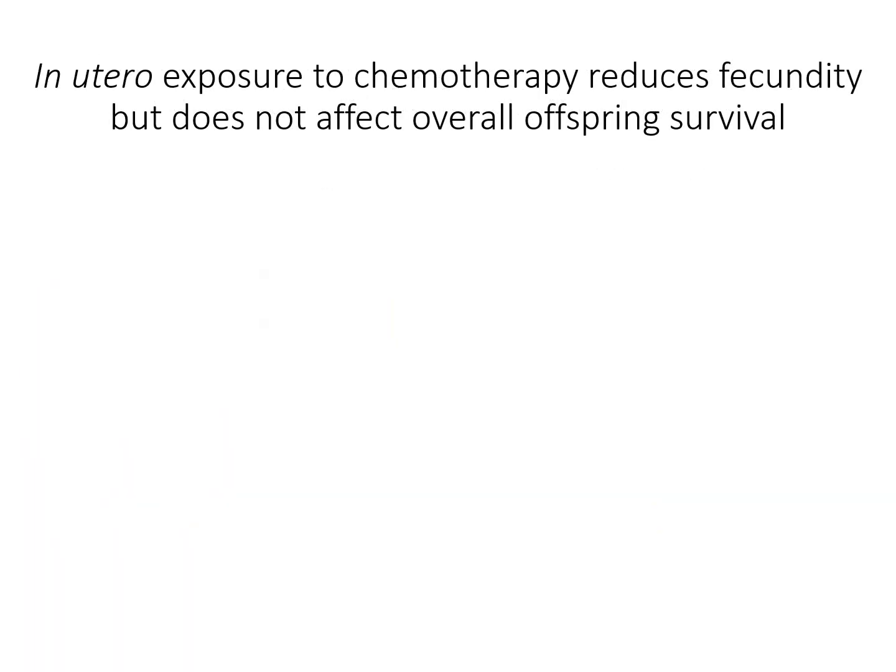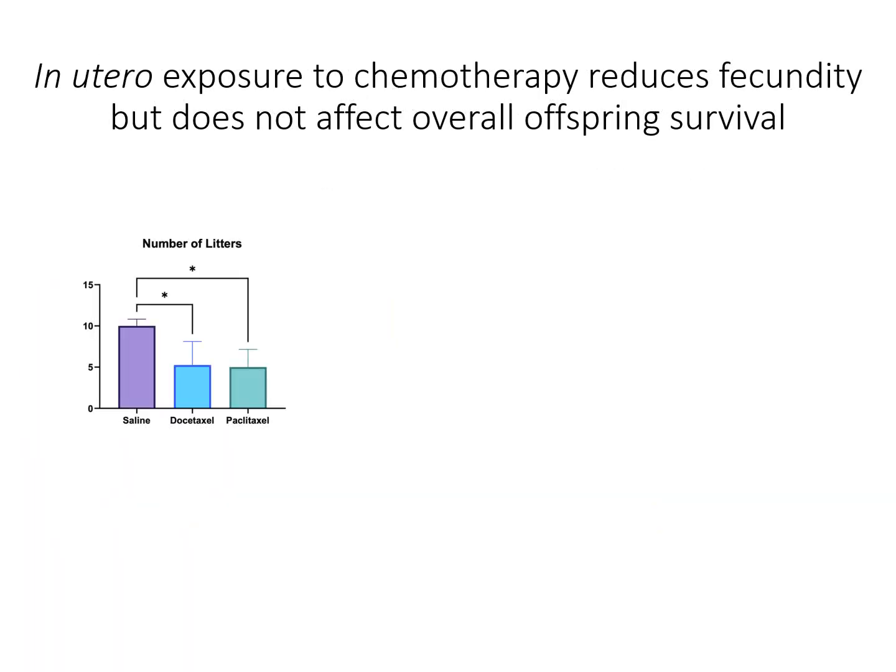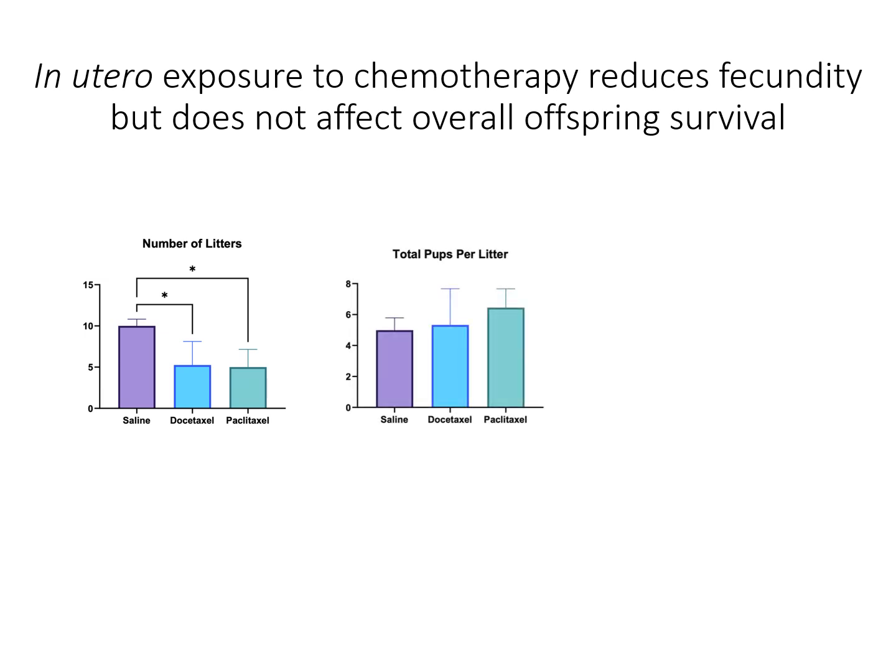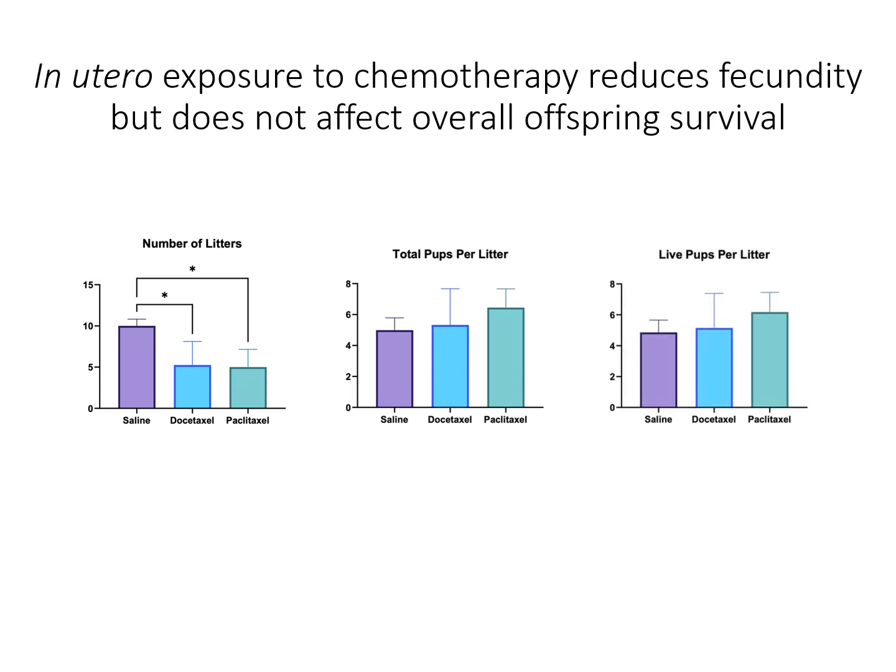Finally, when we perform breeding studies with exposed animals, we see that both taxane exposed groups produce fewer litters over the course of the study compared to controls. But when they do produce litters, they are of normal size and have normal viability, suggesting that the exposure has affected their ability to ovulate normally, but does not affect their ability to carry healthy pregnancies.